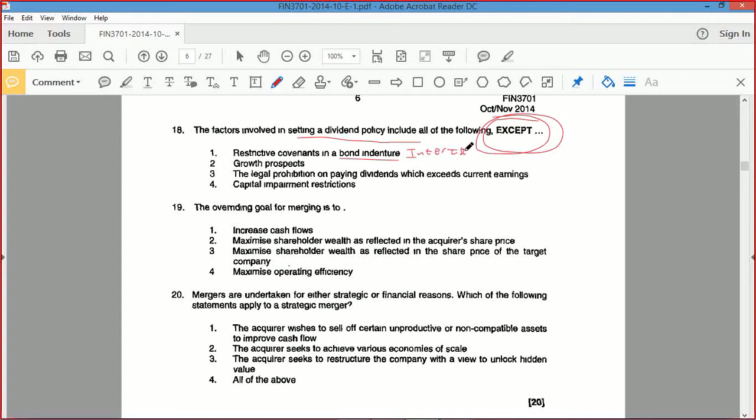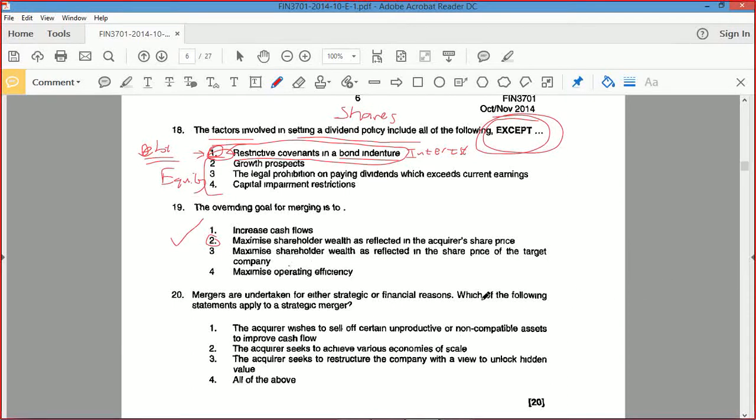The rest will. This is spoken about in quite some detail in the textbook, where they talk about how factors can affect your costs in terms of raising capital, and this would be looking at the equity. And this would be looking at the debt. So the one that's out is the debt, because you're looking at a dividend policy. Dividend policies belong to shares or equity. Okay, cool. Option 1 is the correct answer. I said the overriding goal for merging is option 2. Yes, maximize wealth. Always.